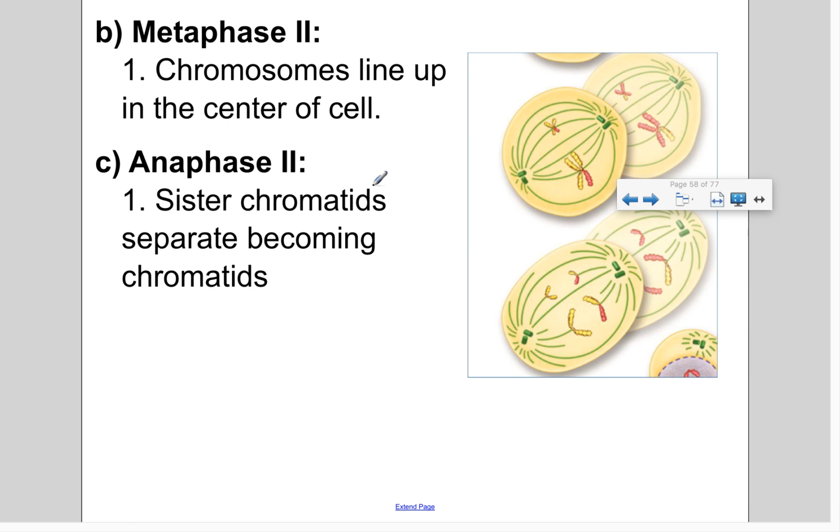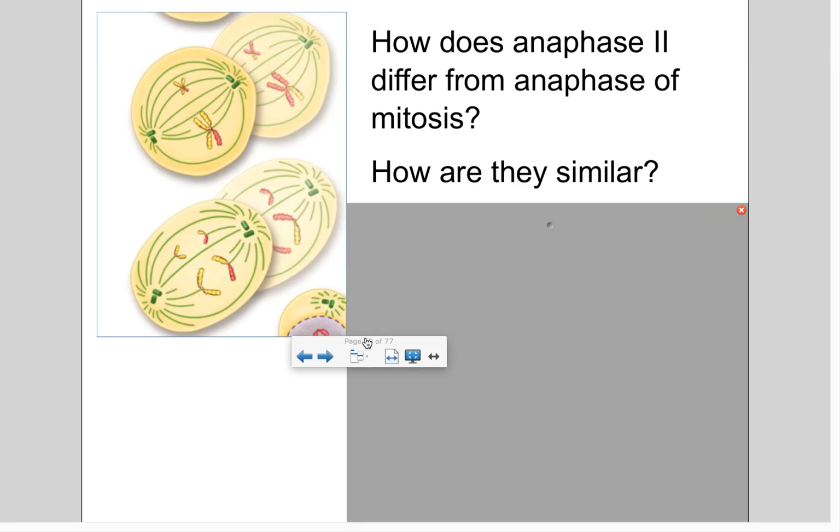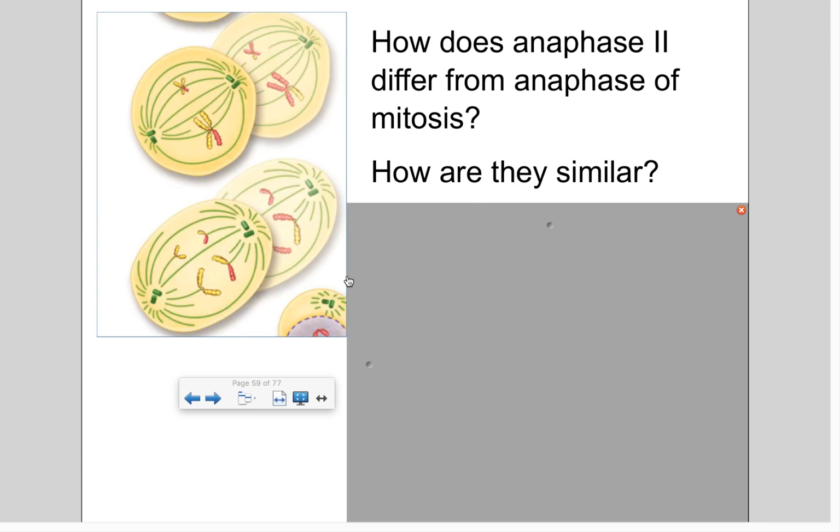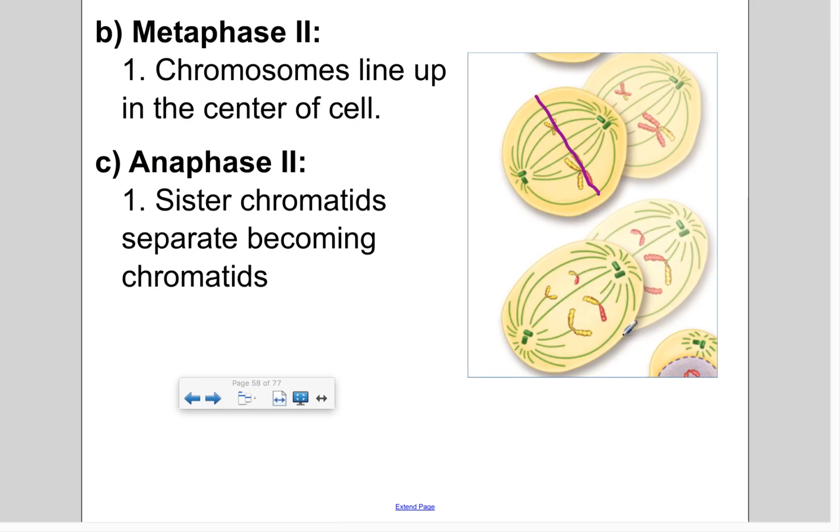So we enter metaphase 2. Notice the chromosomes line up in the center of the cell, just like they do in mitosis, right on that line. Then we go into anaphase 2, where sister chromatids are separated, and now they're just chromatids, just like in anaphase of mitosis. So how does anaphase 2 differ from anaphase of mitosis? Well, you can just say that our sister chromatids are not identical. How are they similar? They're both separated into chromatids. The thing I want to emphasize is that it's happening in both of those cells. In meiosis II, we start with 2 cells.